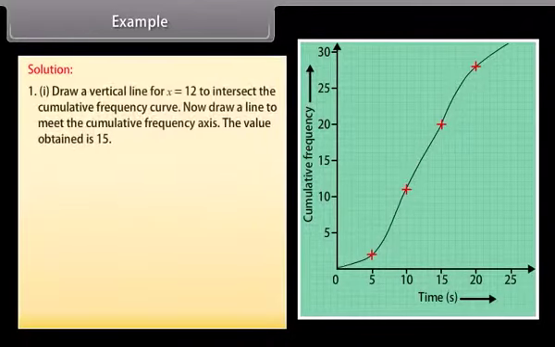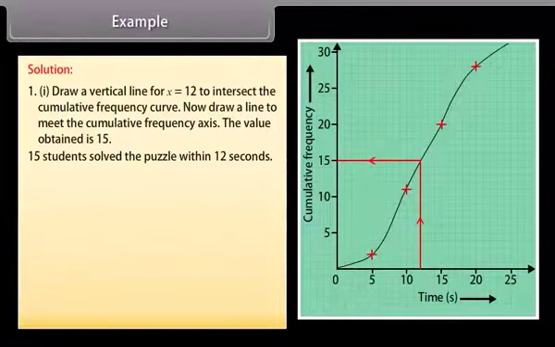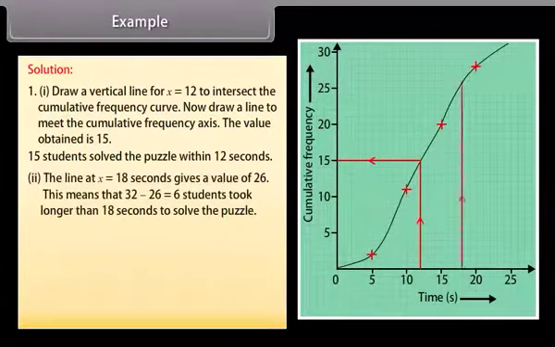Solution. 1. Draw a vertical line for x as 12 to intersect the cumulative frequency curve. Now draw a line to meet the cumulative frequency axis. The value obtained is 15. 15 students solved the puzzle within 12 seconds. The line at x as 18 seconds gives a value of 26. This means that 32 minus 26 equals 6 students took longer than 18 seconds to solve the puzzle.